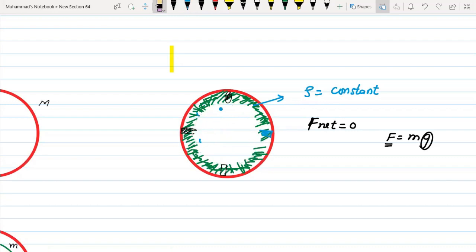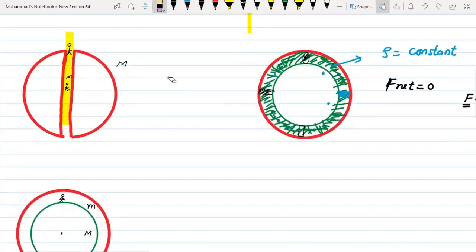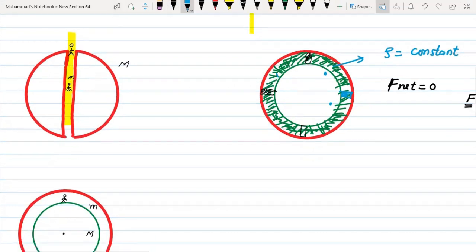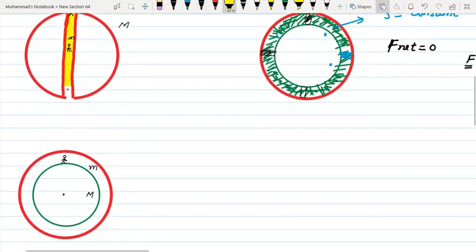This means that you are not experiencing any force due to the upper ring of the mass. Okay. So now, as you move down, come to this diagram. As you move down into the earth, let's say you are standing somewhere here. So you are not experiencing any force due to this mass, due to the ring of this mass.